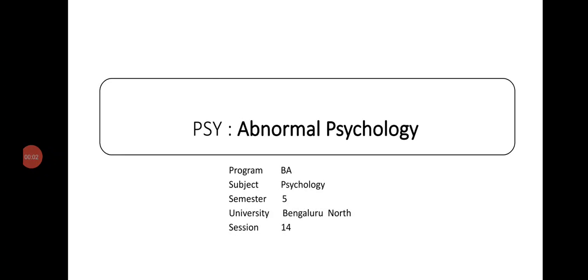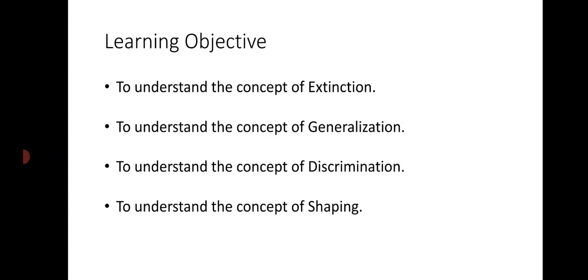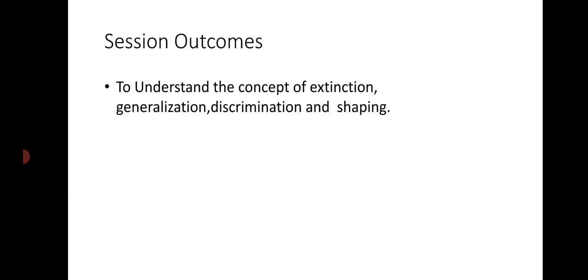Welcome to Unit 2, Psychological Models of Abnormality, Session 14. In this session, we will be continuing with the behavioral model of abnormality. Learning objectives: to understand the mechanisms of learning, extinction, generalization, discrimination, and shaping. Session outcomes: knowledge of the mechanisms of learning like extinction, generalization, discrimination, and shaping.